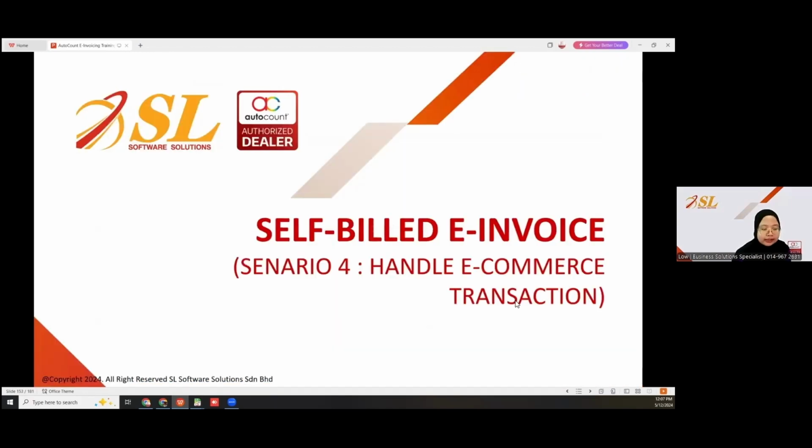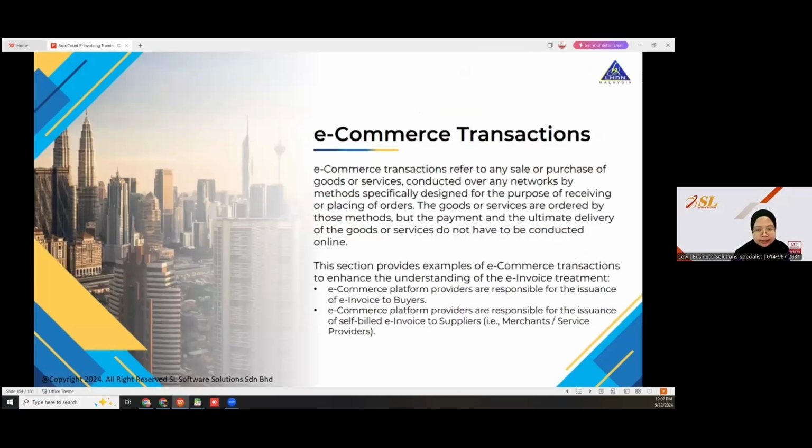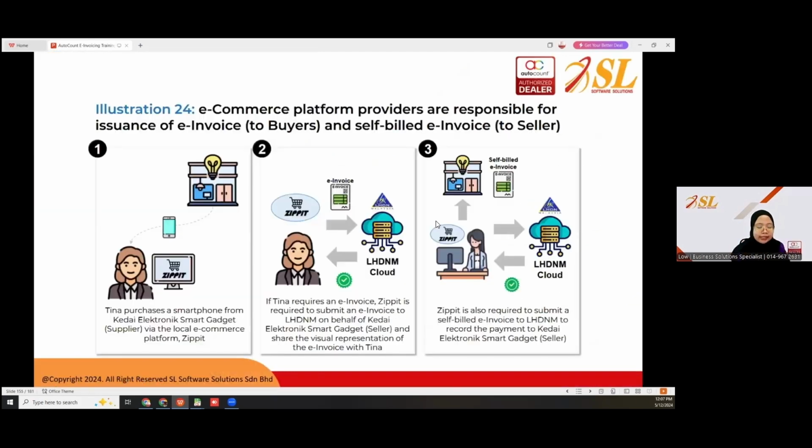Okay, and then scenario 4, handle e-commerce transaction. As you all know, for e-commerce transactions like Shopee and Lazada, they need to issue self-billed e-invoice for their supplier. So if you are a seller that sells things to Shopee and Lazada, you don't need to issue e-invoice to Shopee and Lazada because they will self-bill to you.